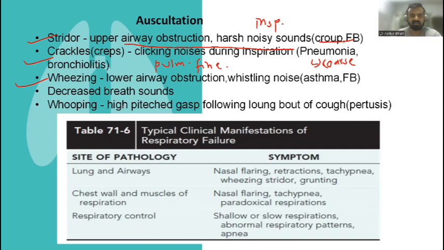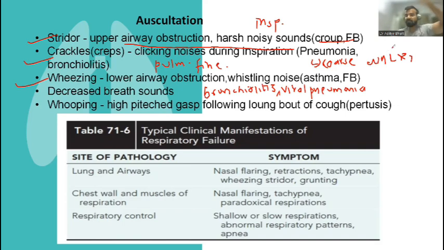And wheezing is associated with lower airway obstruction, and it is usually an expiratory sound, but it may also be heard in inspiration along with expiration. It is seen in bronchiolitis, asthma, foreign body, viral pneumonia, and with WALRI, wheezing associated lower respiratory illness. So all these conditions are associated with wheezing sounds.